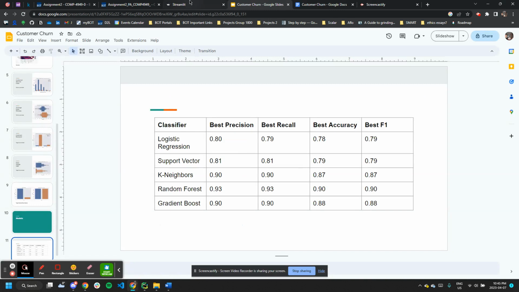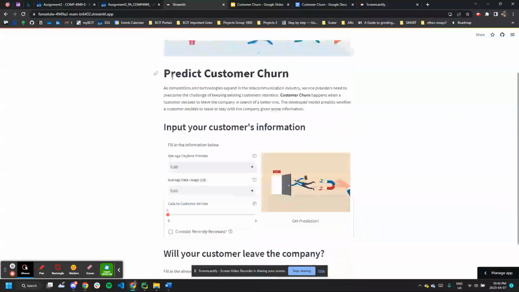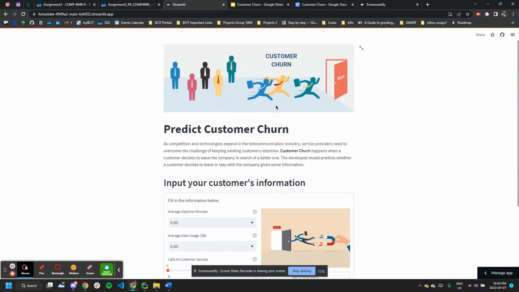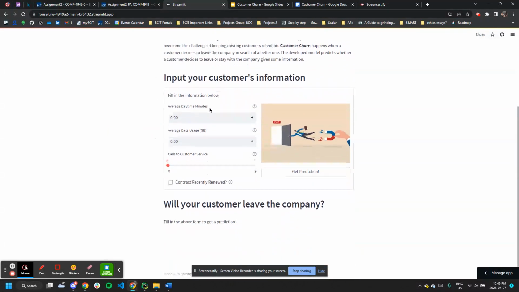And let's look at the little website that we have here, we got a little introduction here. Let's predict the customer churn. But here's the interesting part: input your customer's information. So let's try predicting some stuff.